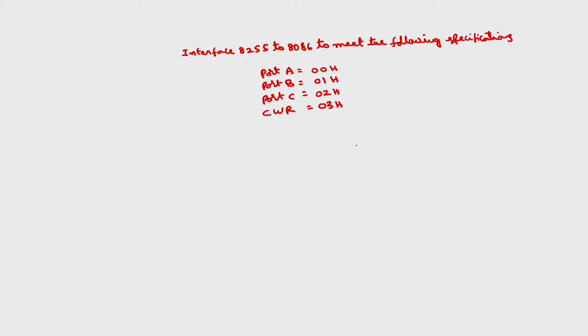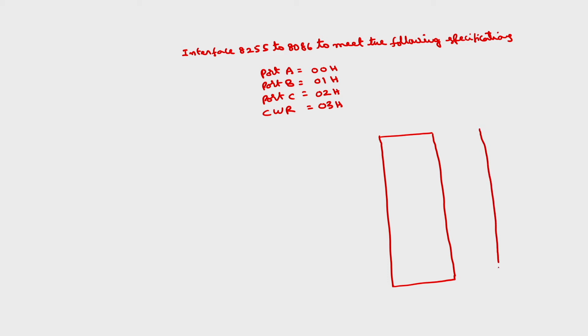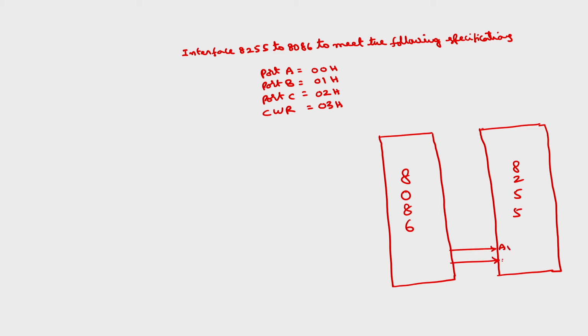Then what will be the connection diagram? This is similar to the earlier one, except that depending upon the address map, you have to select the chip select signal. So this is the 8255, this is the 8086. The remaining connections are the same, A1 to A1, A0 to A0. I am just going to show how the chip select will be generated.